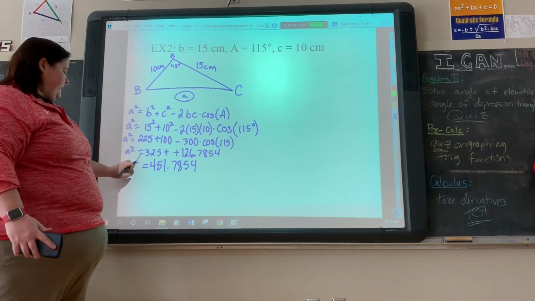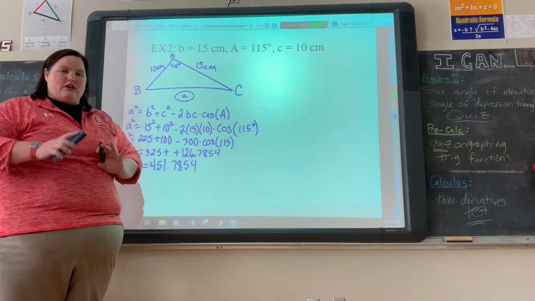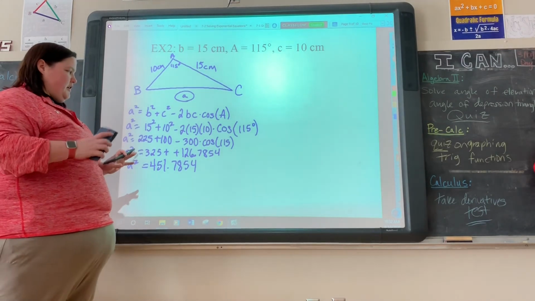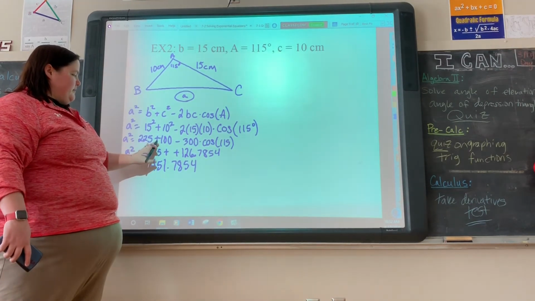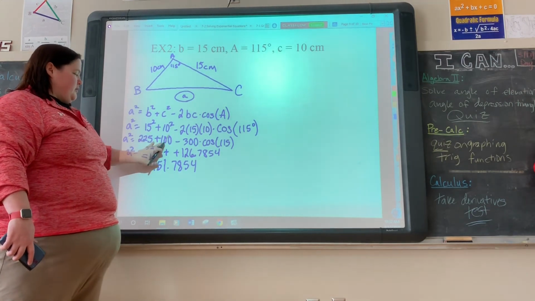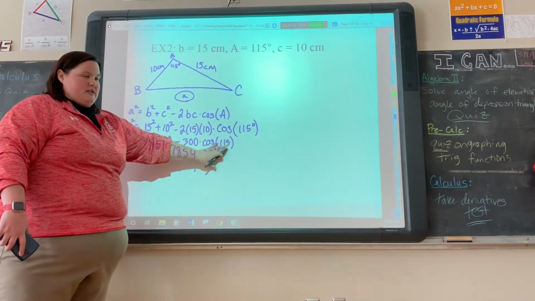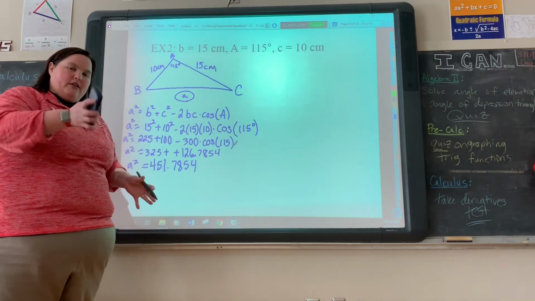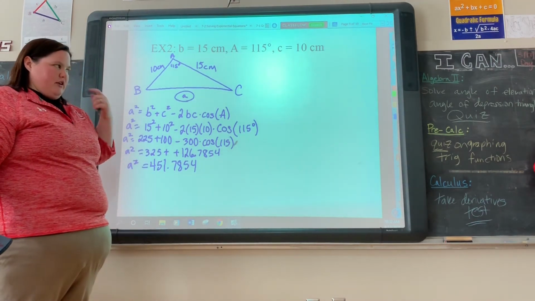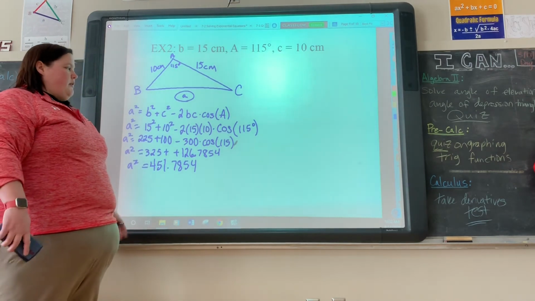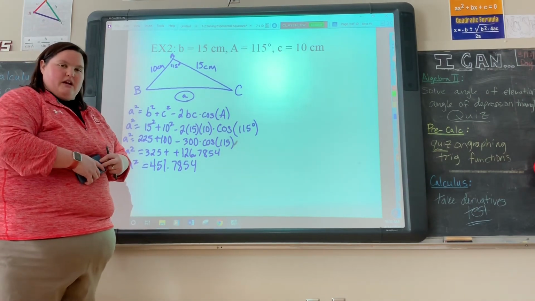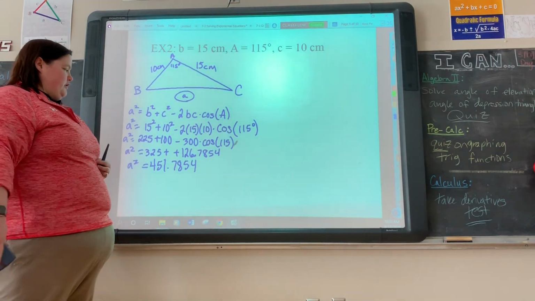Okay. So yeah, the nice thing is you don't have to worry about moving stuff around. You just have to make sure you solve it out. And like I said, if you have a regular calculator, you should be able to type this in all at once: 225 plus 100 minus 300 times cosine of 115, because the regular calculators are programmed nicely for it to do the order of operations for you. If you're on a phone calculator, just be a little bit careful as you're going through it.